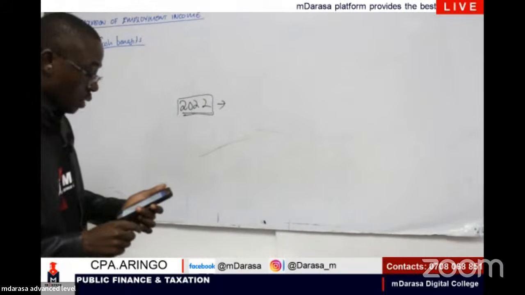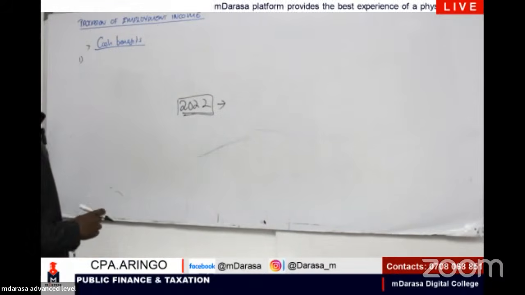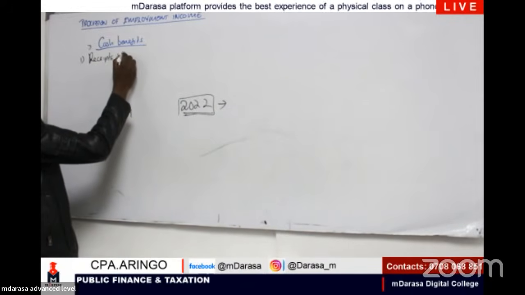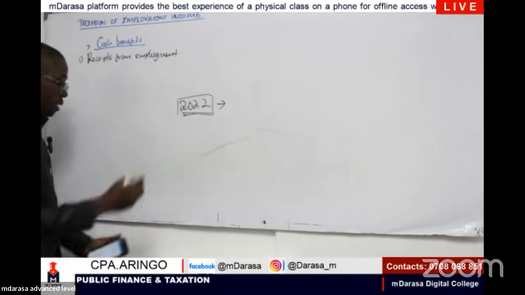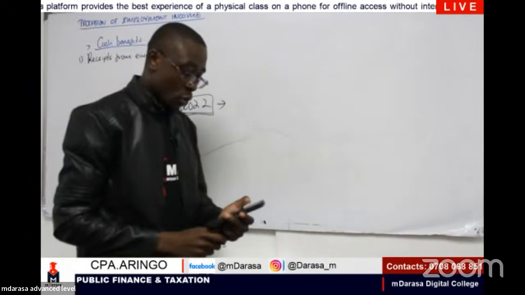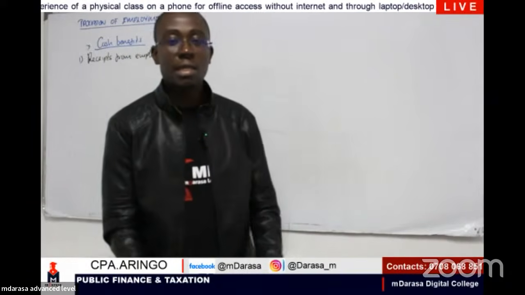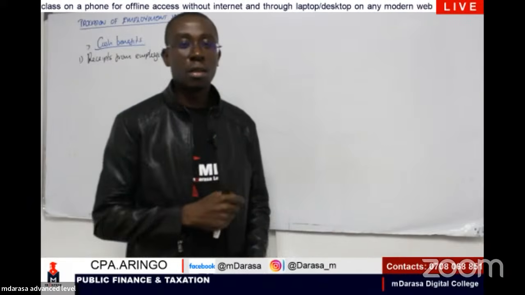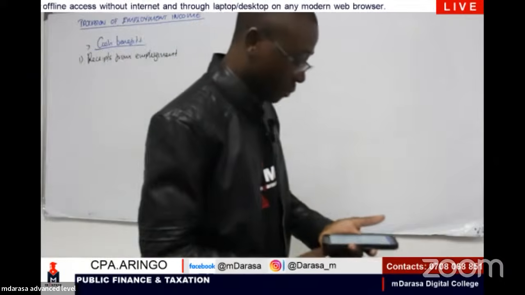In this case, number one, we can talk about receipts from employment. Receipts from employment, of course, will be what? Such as the salaries that you're getting, such as leave pay that you'll always be paid, such as overtime. All these are receipts from employment, which we'll be having as number one form of cash benefits.